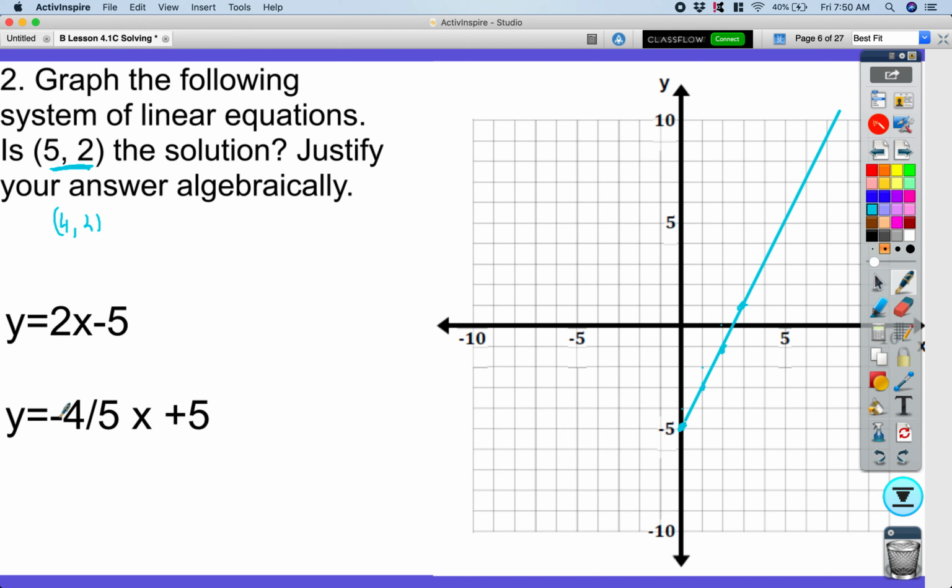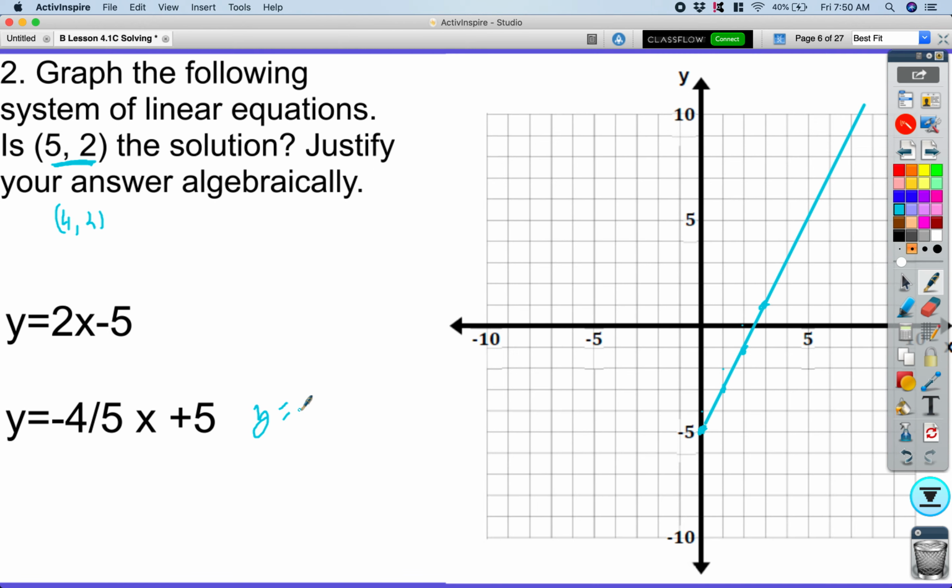Now the next one is negative 4/5 y equals negative 4/5 x plus 5. Here now I'm going to start at the y-intercept of positive 5 and go down 4: 1, 2, 3, 4, and over 5: 1, 2, 3, 4, 5. And we're going to draw these two lines connecting now.